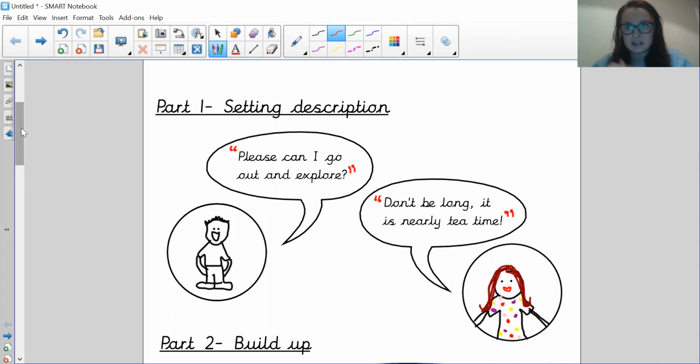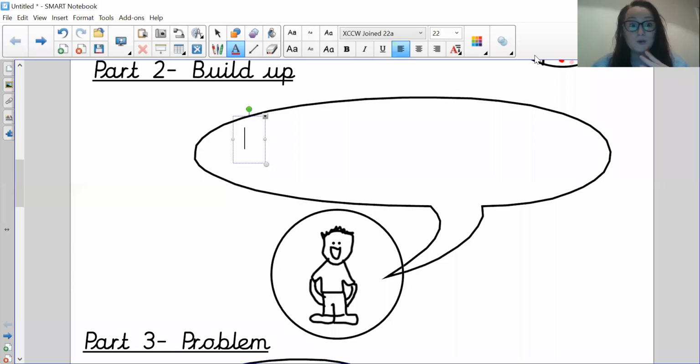So let's move on to the second part. All right, Year 3? So we've moved on to the second part, part number 2. And in this part, my character Stanley has fallen off the cliff. Down, down, down, down, down he falls, and he's landed in a cave.